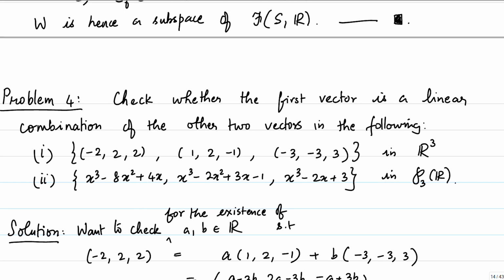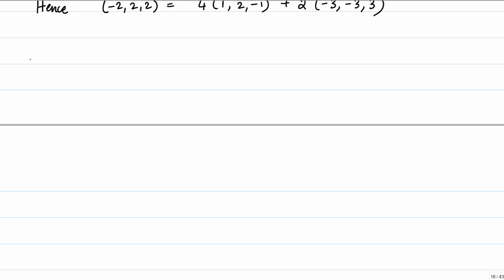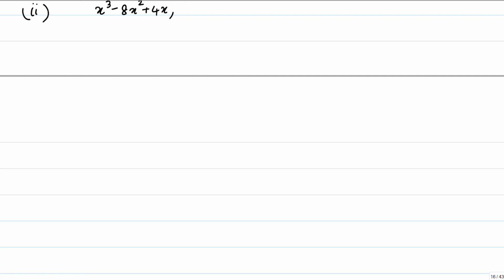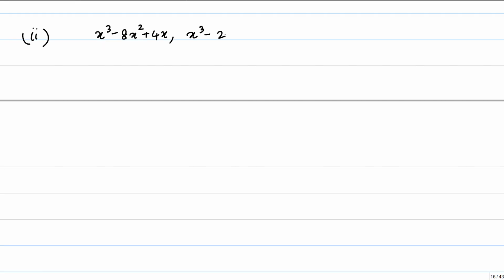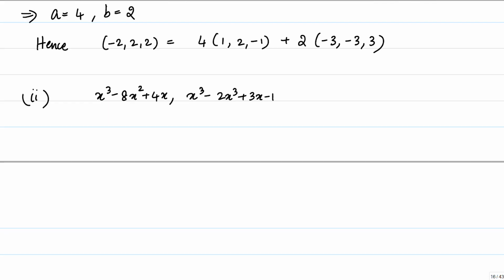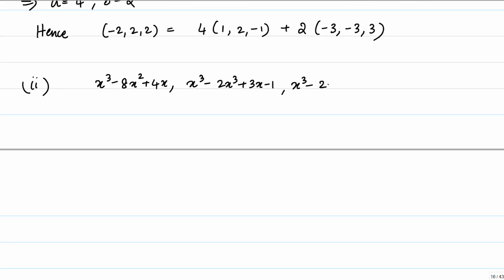Okay, so let me write this down here. So let's now see what the vectors are. The first was x cube minus 8x square plus 4x. Then x cube minus 2x square plus 3x minus 1. And x cube minus 2x plus 3. These are in P3 of R, all polynomials of degree less than or equal to 3.